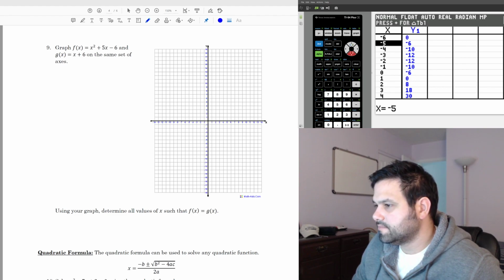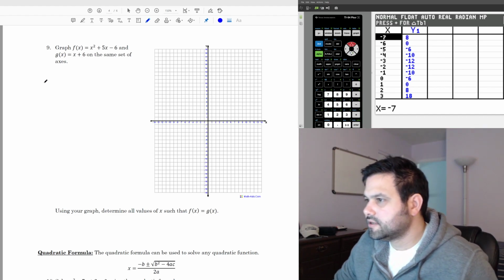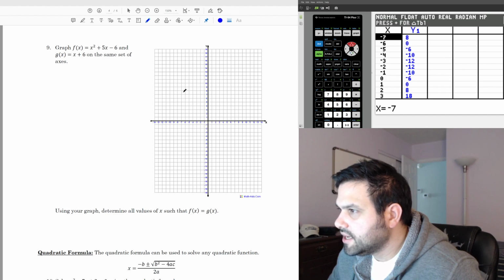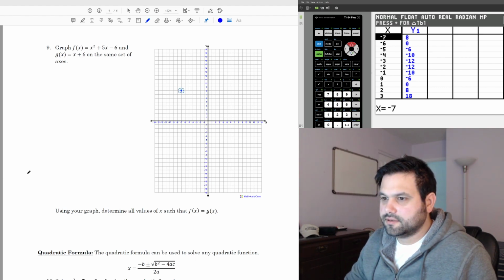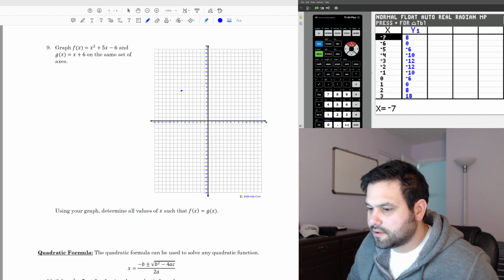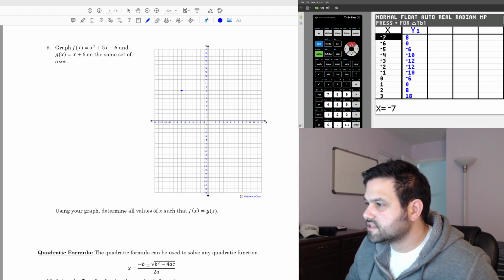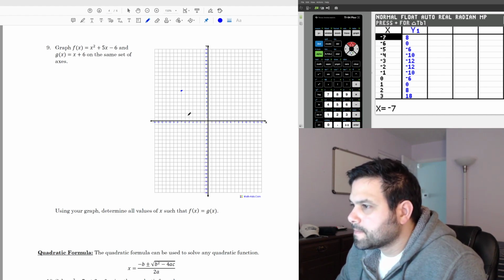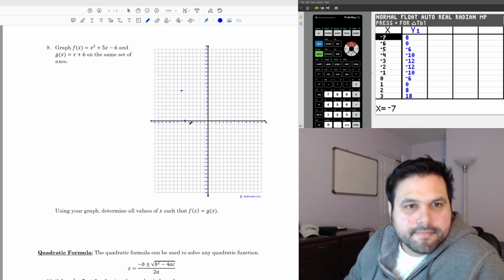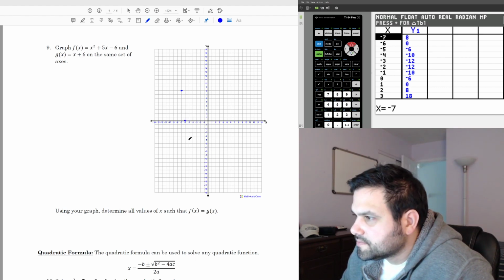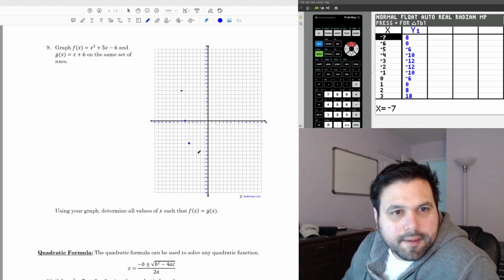I'll start with this one, negative 7, 8. So negative 7, 8 be about here. And then negative 6, 0. Negative 5, negative 6. I'm just going through the table, plotting these points.